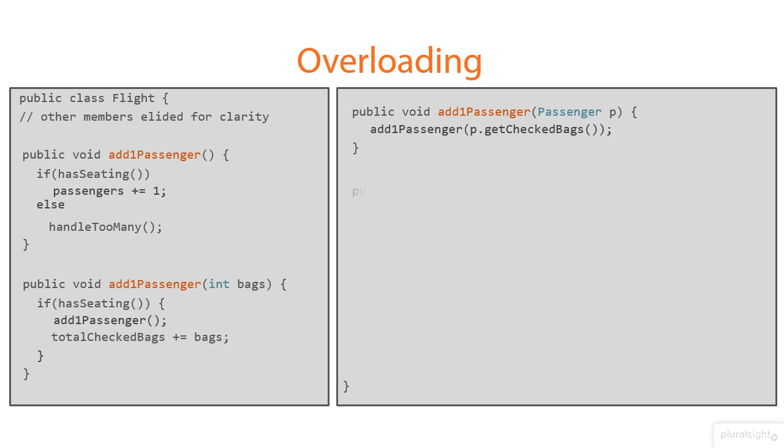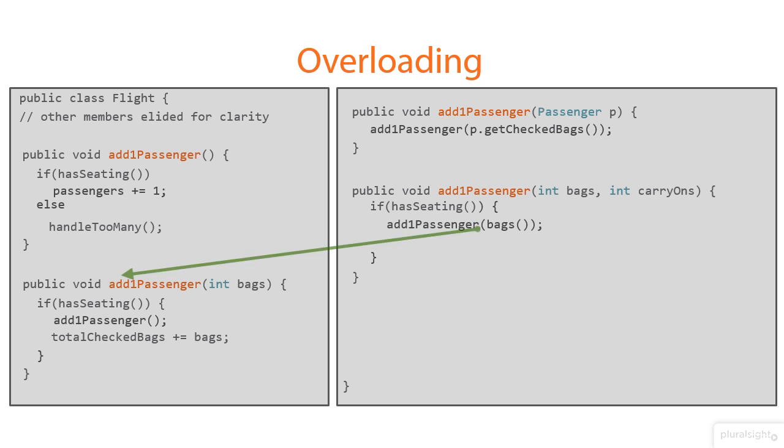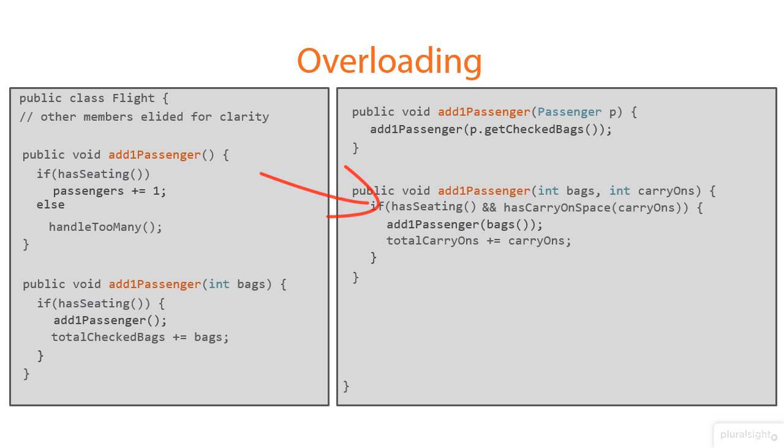So as we look at adding functionality, another thing we want to keep track of is this idea of carry-ons. Right? So we have an overload here now. It takes the number of checked bags and the number of carry-ons. So we'll check to see if we have seating. We'll go ahead and call the add one passenger that accepts an integer number of bags, and then we'll add the functionality to increase the total number of carry-ons. Now, one of the things we want to do here, of course, is that before we add the passenger, not only do we want to check for available seating, but we also want to make sure that we have space for their carry-on. Right? So again, this is an overload that's adding new functionality, validating that we have space for the carry-on, and then keeping track of that total number of carry-ons.